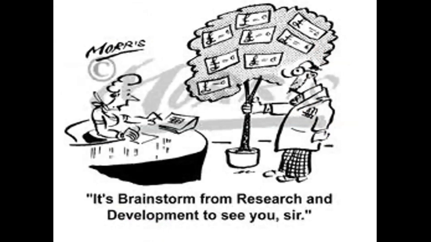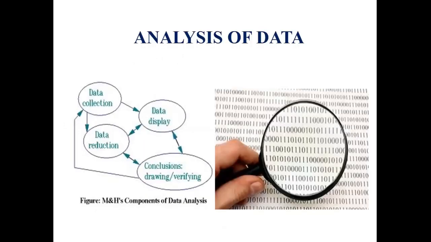You can see in this figure that one person is having huge data in his hand, and he's saying it's a brainstorm from research and development to see you, sir. He goes to his guide and tells him that it is a brainstorm from research and development. Once we go with this kind of data, you will get confused and your guide will also get confused. So it should be very much organized, because analysis of data contains data collection, then data display and data reduction simultaneously.